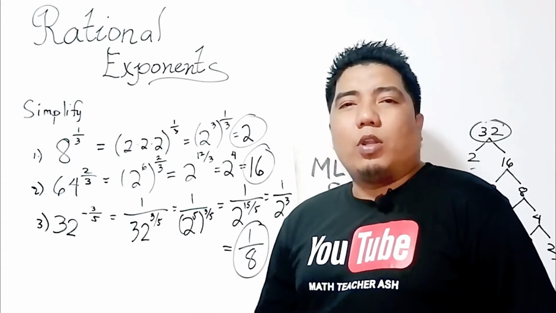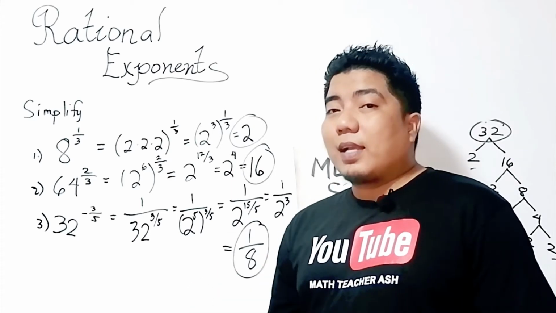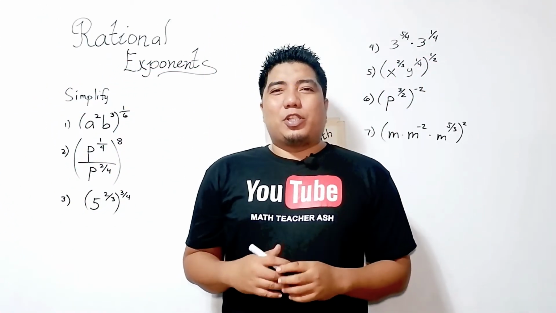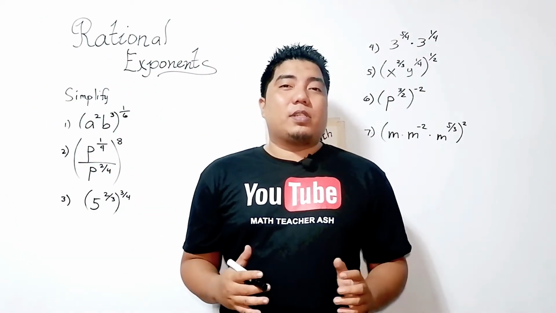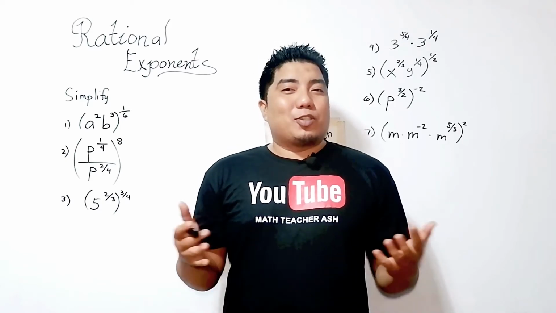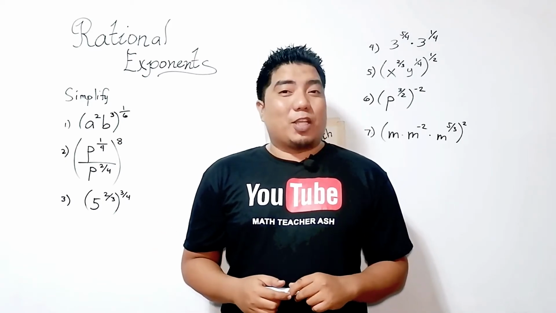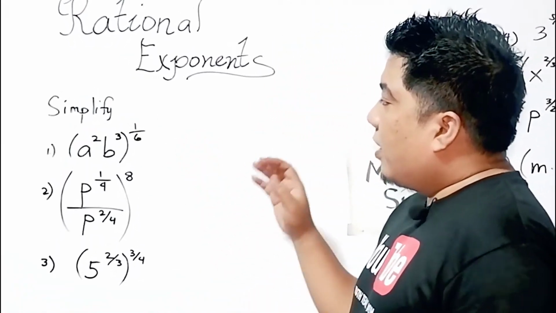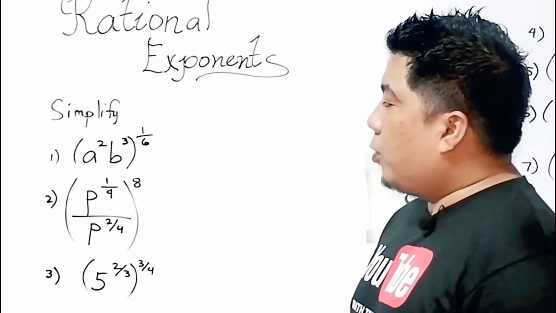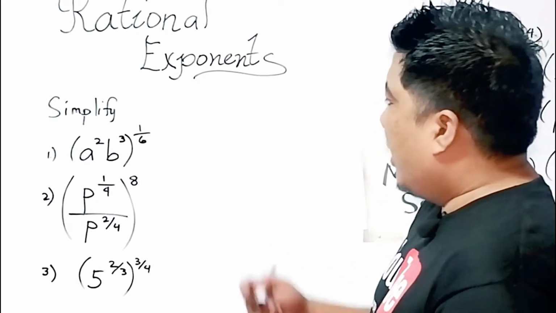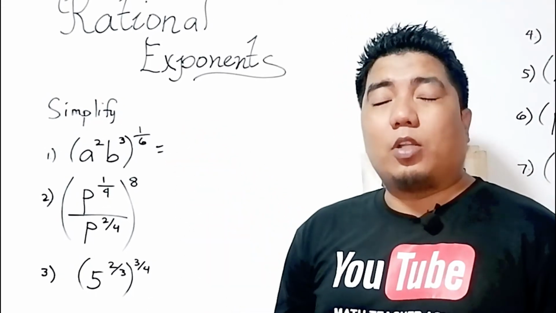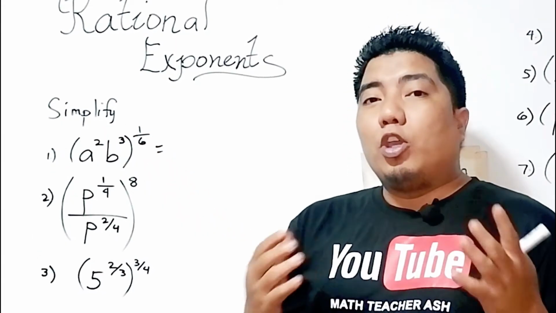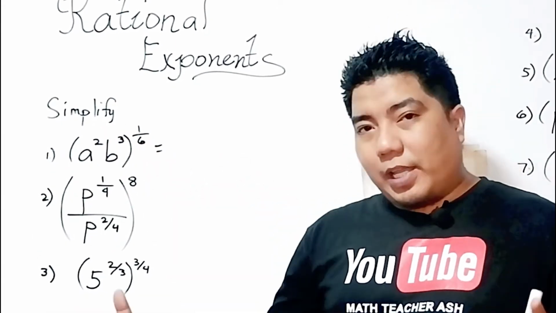Easy, right? Now, the next question is, what if we will encounter some variables and some constants? Okay, math learners, we have here 7 examples or 7 exercises for us to really understand the concept of rational exponents. Now, we have our first problem. Simplify the quantity a squared b cubed to the power of 1/6. Now, this is an example of the product to power rule. So, what you can do here is you just multiply your exponents to the outside exponent.